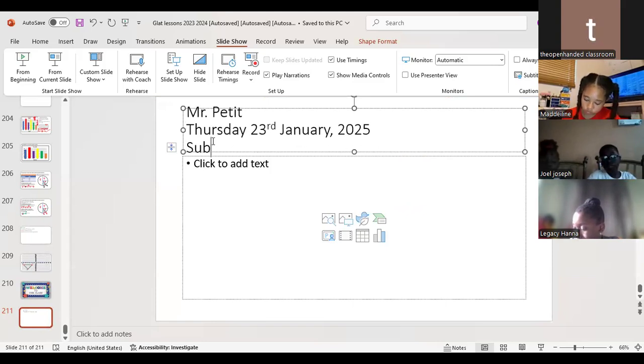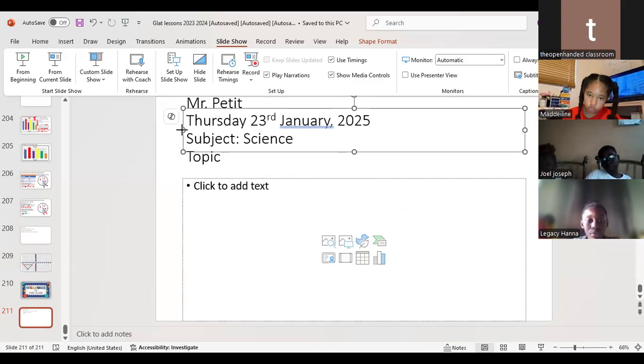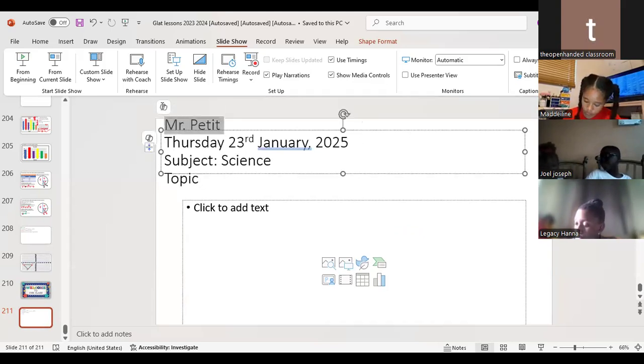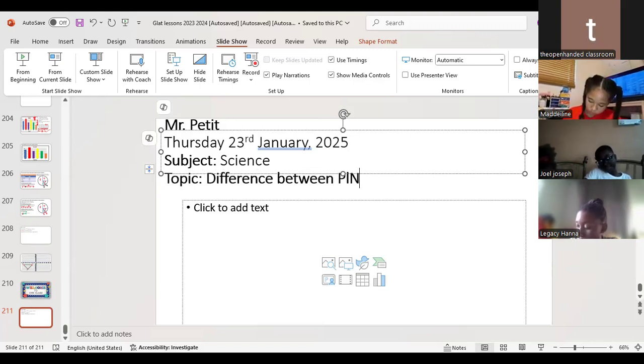The subject is, of course, science. And the topic is, we're going to be looking at the difference between a plant cell and an animal cell. So differentiating plant cells and animal cells. That's what we're going to be looking at, the difference between the plant cell and animal cell.